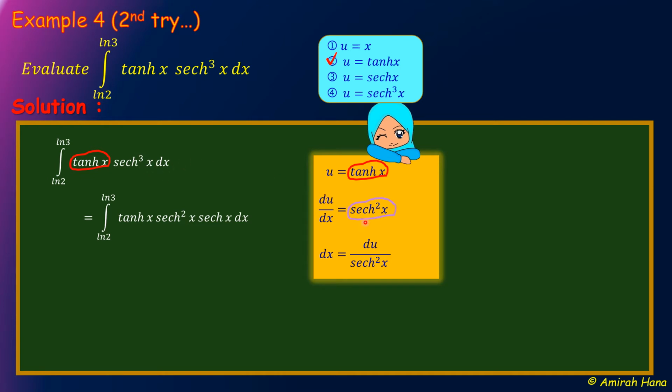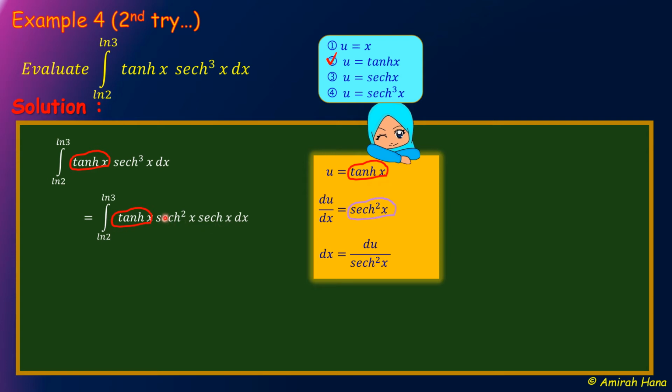So to write in terms of sec squared x, okay, we can split this function into this function. We have tan x, and then we split sec cube x to sec squared x times sec x, because when we multiply sec squared x and sec x, we get back sec cube x. Why do we split to this function? Because when we differentiate tan x, the answer equals sec squared x. So to create the symbol sec squared x, we need to split from sec cube x. Okay, so we get this.